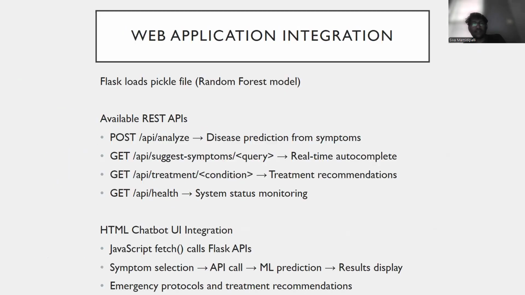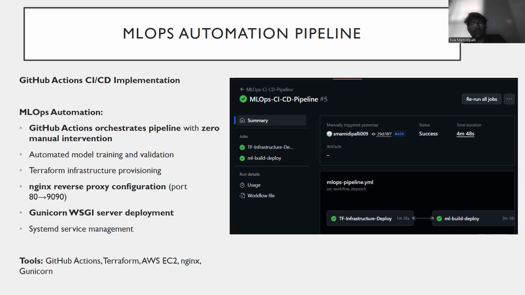Coming back to the slide, again we have HTML, which uses a JavaScript fetch in order to call the API. The specific symptom will connect to the specific API call, and again it populates from the random forest model. And here there are also some features like emergency protocols, which I'll show in the later slides.